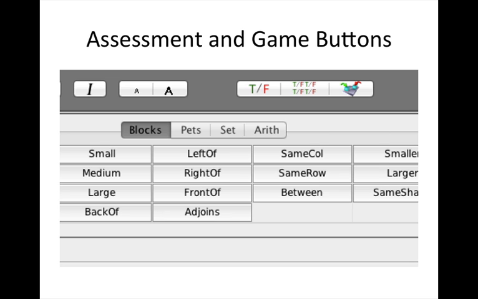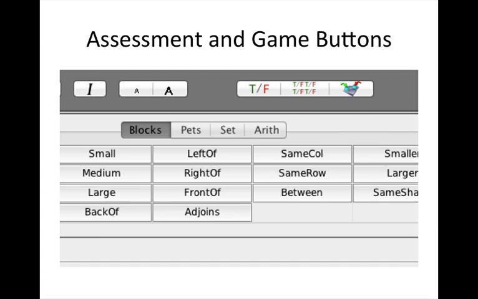The buttons for assessing sentences and playing the game to understand sentence structures better are found in the upper left of this screenshot. The far right button is the game button, and then for you to assess whether or not a sentence or a set of sentences is true or false, you can press, respectively, the T/F button or the multiple T/F button.